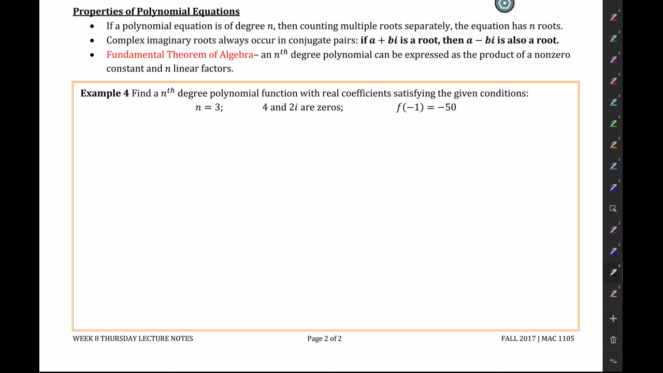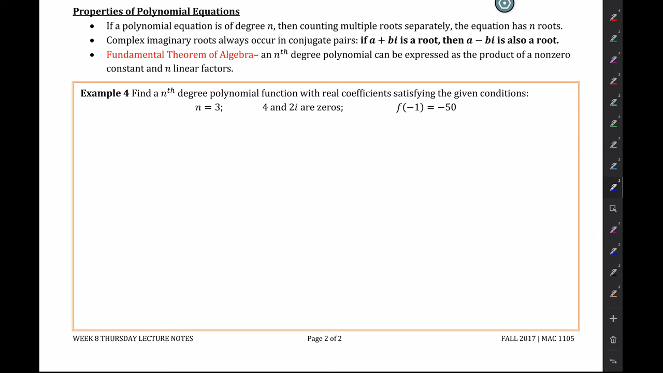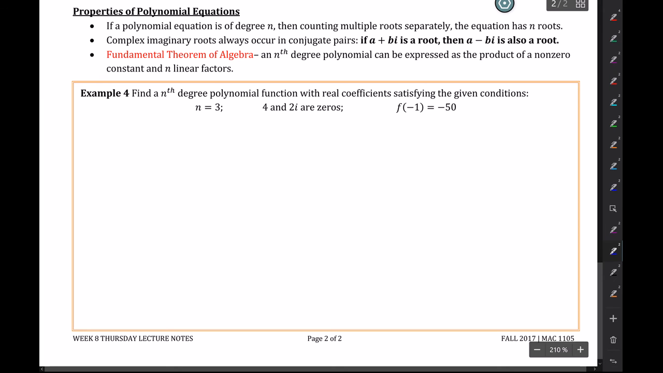So let's see, in example 4 we're asked to find an nth degree polynomial where n is 3. So we're looking for an nth degree polynomial function with real coefficients satisfying the given conditions. So we're given that 4 and 2i are zeros, and we want f of negative 1 to be equal to negative 50. Okay, so let me just write this down.